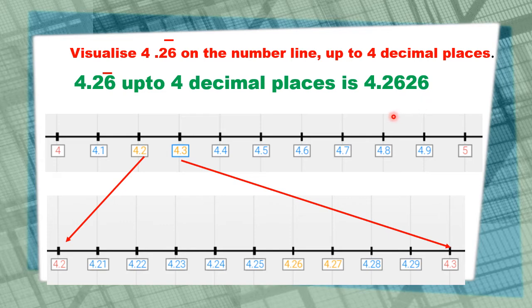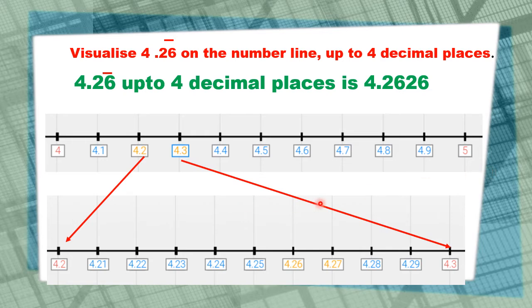In the first step, we will expand the number line between 4 and 5 up to 1 decimal place, which is very much elementary. What will be the first number between 4 and 5 up to first decimal place? It will be 4.1, and then 4.2, the next 4.3, and so on.